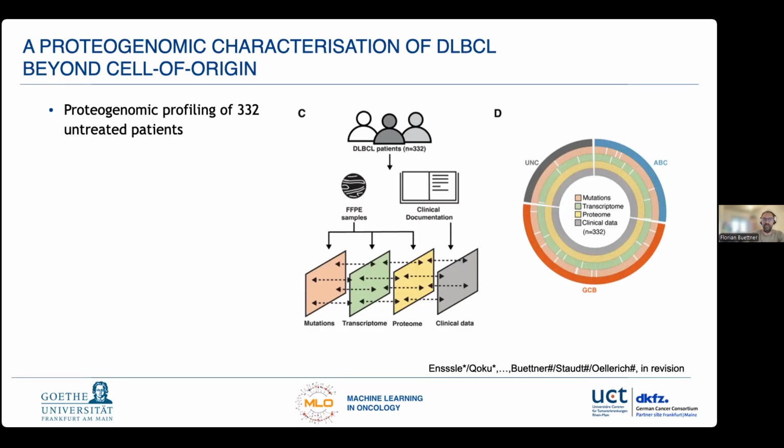And in DLBCL, patients are categorized into three main subtypes. One is ABC, activated B cell-like, and germinal center B cell-like DLBCL, and UNC stands for unclassified. So you have these three major subgroups that are known, but we hypothesize that there's more going on because there's a lot of unexplained heterogeneity in terms of outcomes if we rely only on these main categories.